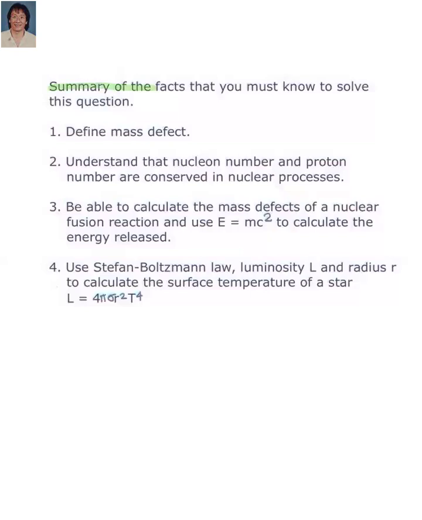This is a summary of the facts that you must know to solve this question. Number 1, you must be able to define mass defect. Number 2, you must understand that nucleon number and proton number are conserved in nuclear processes. Number 3, you must be able to calculate the mass defect of a nuclear fusion reaction and use E equals mc squared to calculate the energy released. And finally, you must use the Stefan-Boltzmann law, with luminosity and radius r, to calculate the surface temperature of a star, using the equation L equals 4 pi, constant of proportionality, r squared, T to the power 4.